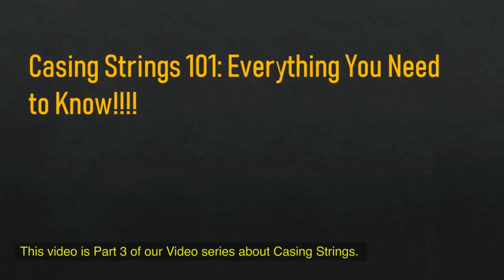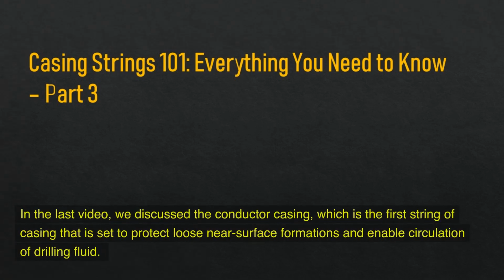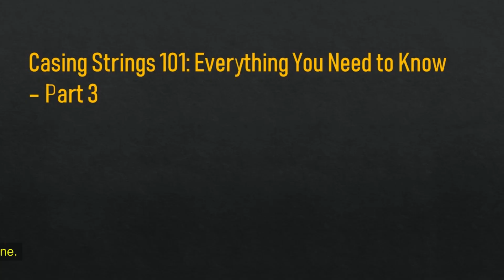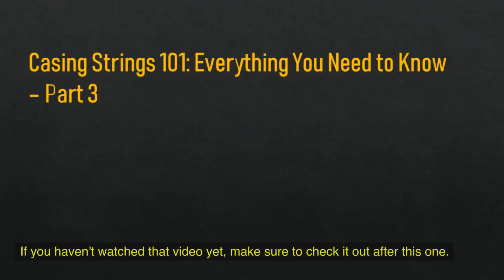This video is part 3 of our video series about casing strings. In the last video, we discussed the conductor casing, which is the first string of casing that is set to protect loose near-surface formations and enable circulation of drilling fluid. If you haven't watched that video yet, make sure to check it out after this one.